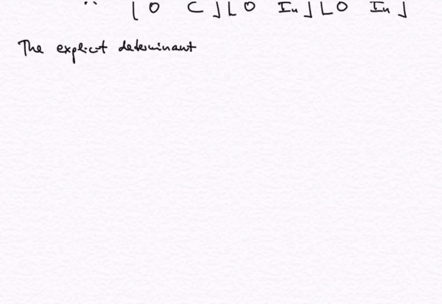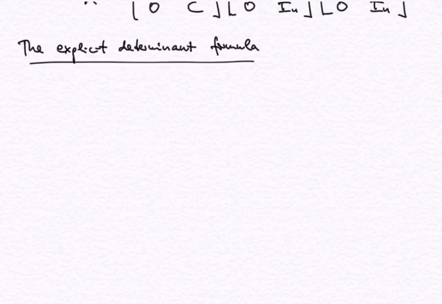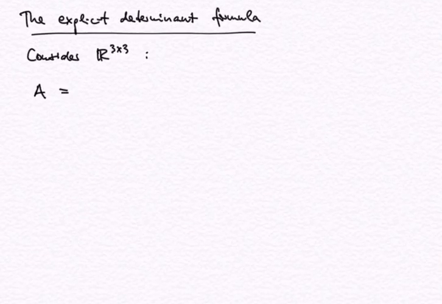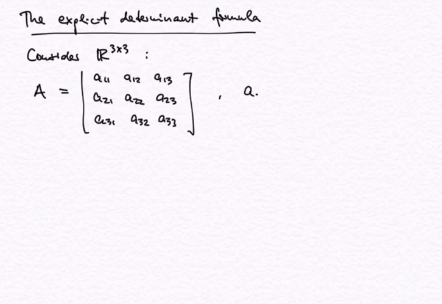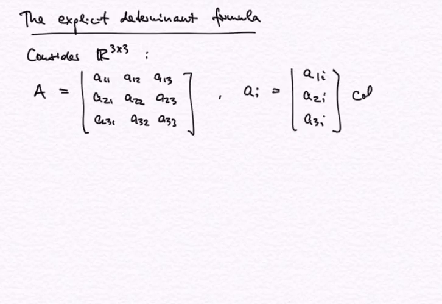So let's first start with the case 3x3. So now we're going to work on the explicit determinant formula. And we begin with the case 3x3. So we have a matrix A given by A11, A12, A13, A21, A22, A23, A31, A32, A33. And as before, we denote Ai for the columns, so this is A1i, A2i, A3i, columns of A.